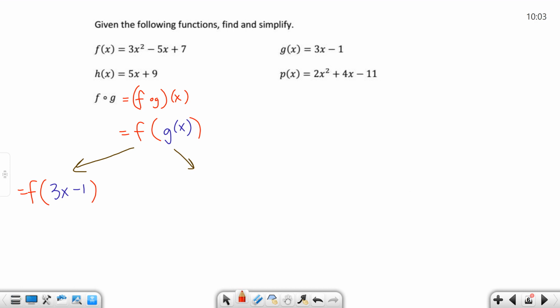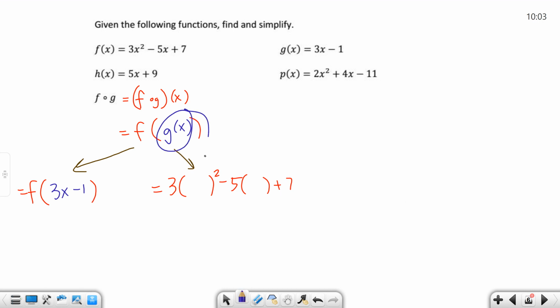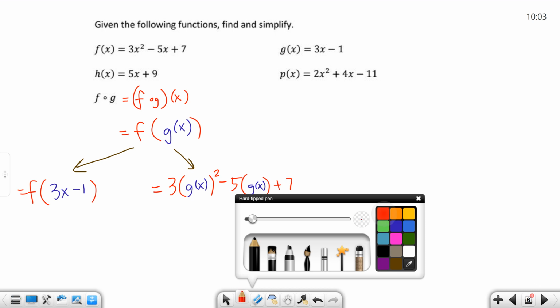Or you could say, wait a minute, hang on. We could say, okay, what is the rule for f? The rule for f is 3 times something squared minus, that's 5, minus something plus 7. And what is that something? Well, what's right here? That goes into both these places. So g of x and g of x. All right? So you could have gone either direction here.